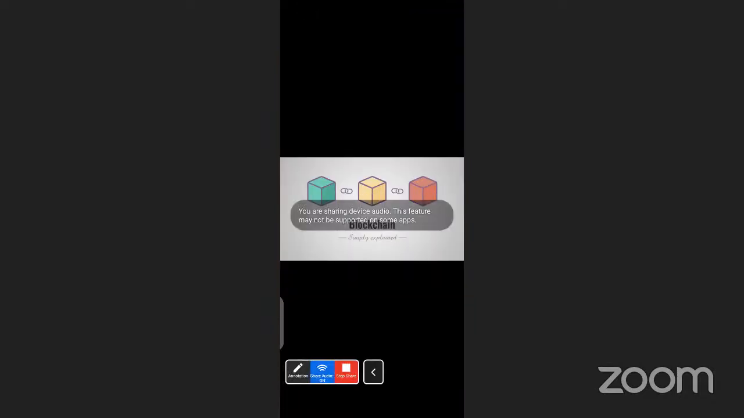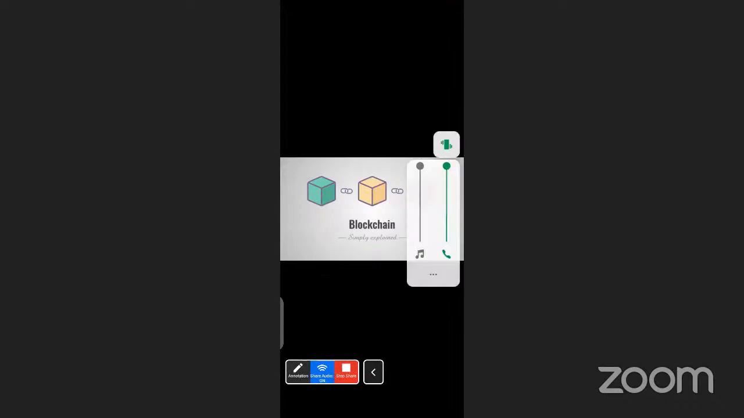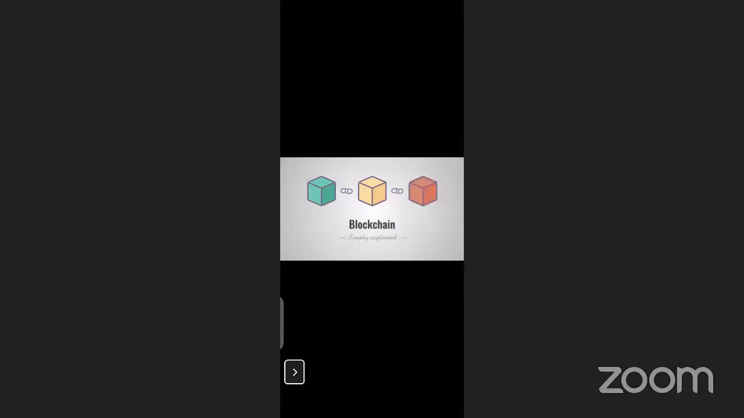But what is a blockchain? How do they work? What problems do they solve? And how can they be used? Like the name indicates, a blockchain is a chain of blocks that contains information.